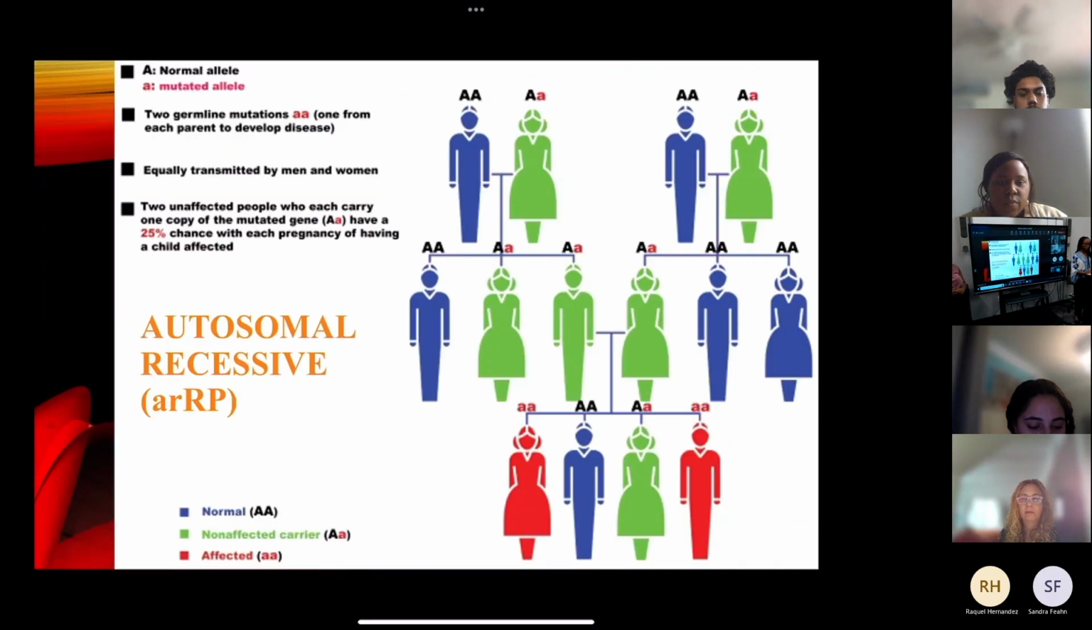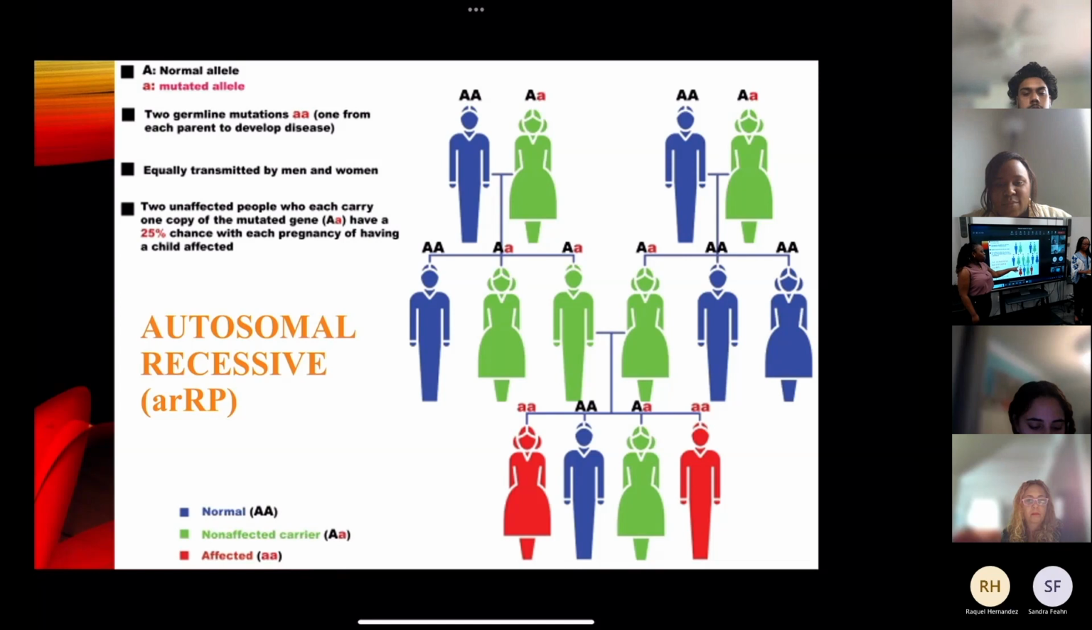So the next mode of inheritance is autosomal recessive. Autosomal recessive affects 15 to 20% of patients with retinitis pigmentosa. So if we're looking at this pedigree from the bottom up, we see that on the paternal side, the grandfather is unaffected while the grandmother has a mutated allele, and so she's a carrier. She passes on that mutated allele to one of her daughters and one of her sons, and one son is unaffected. And then on the maternal side, we see that the grandfather is unaffected while the grandmother has a mutated allele. They have 3 children. They have a daughter with the one mutated allele who's a carrier, and a son and daughter who are unaffected.